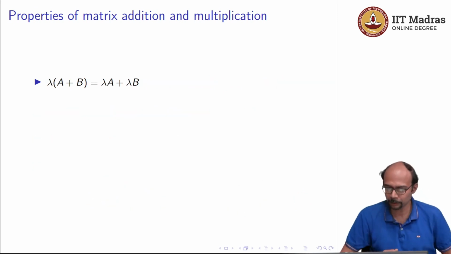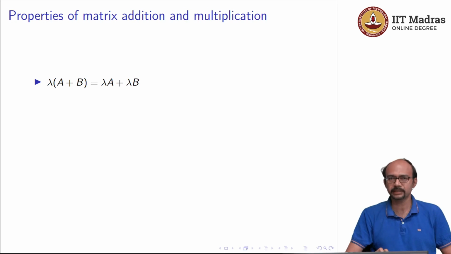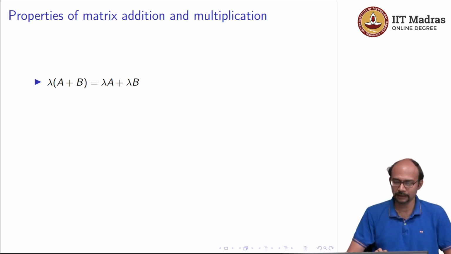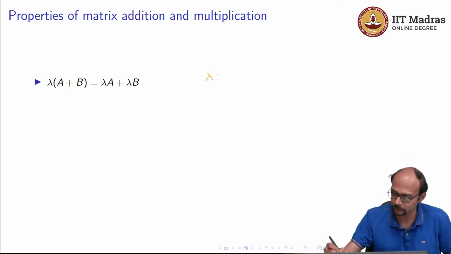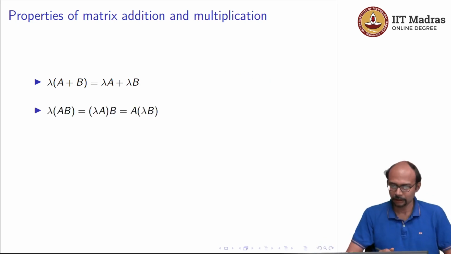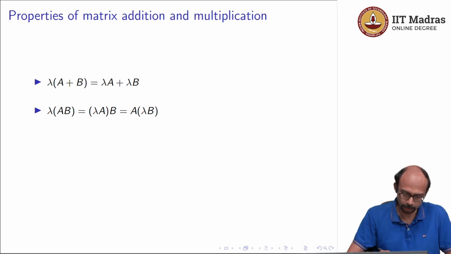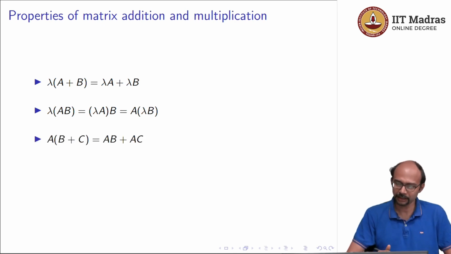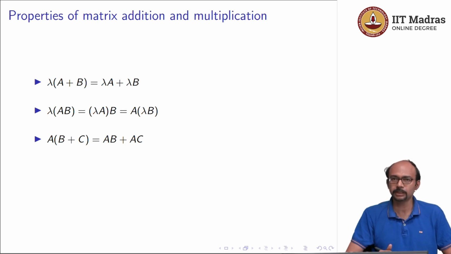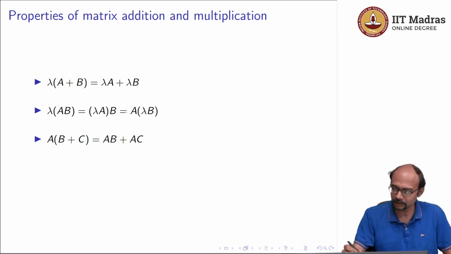Okay, and then some more properties. If we have scalar multiplication, remember, lambda times A plus B is the same as lambda times A plus lambda times B. Lambda is a real number, so lambda is a scalar. Similarly, if you do lambda times AB, then you can first do lambda times A and then multiply that by B, and there will be no problems. It will be the same matrix. In fact, you can shift that lambda inside. So scalars can be shifted inside.